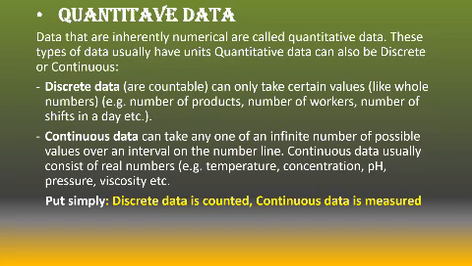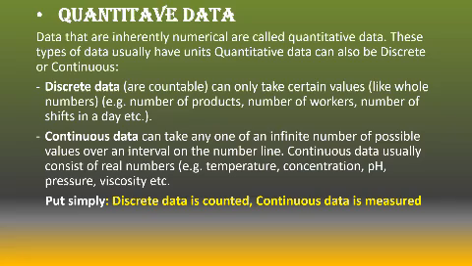Quantitative data can also be discrete or continuous. So under quantitative data, they are classified into two, that's discrete data and continuous data. So let's look at what discrete data is. So when we say discrete data, they are data that are countable.